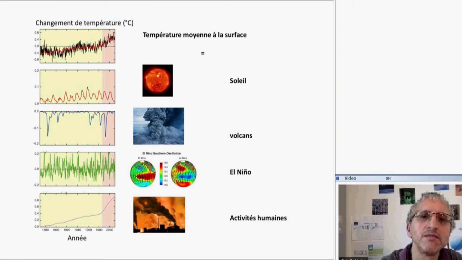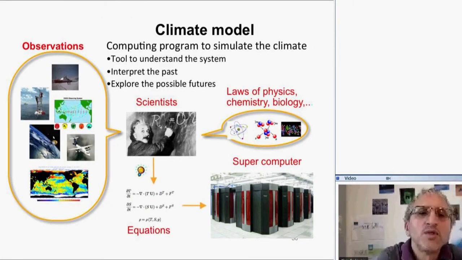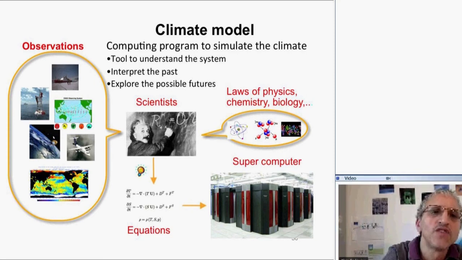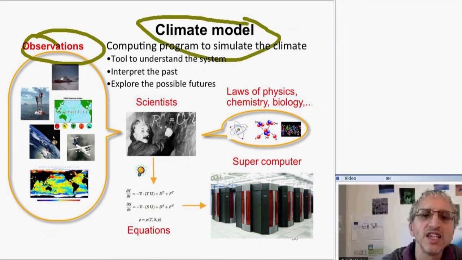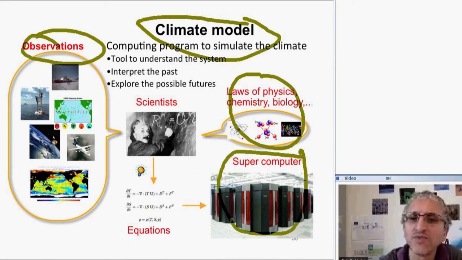So what do we do to study climate? We use observations. A lot of observations: aircraft, satellites, ground-based measurements. But we use what we call climate models, okay? And essentially it's what we know of the system: equations, different laws of physics and chemistry, codes, and we have supercomputers. So it's a bit like video games. Instead of simulating games, we are simulating the climate.